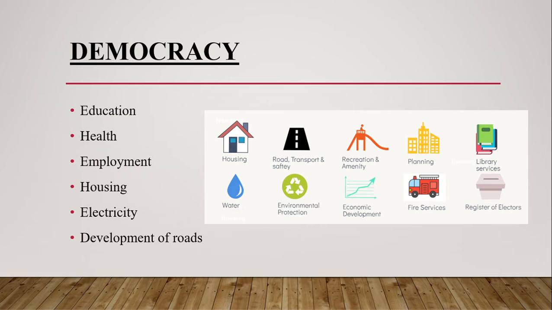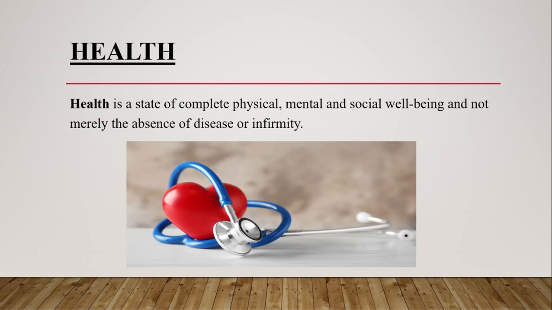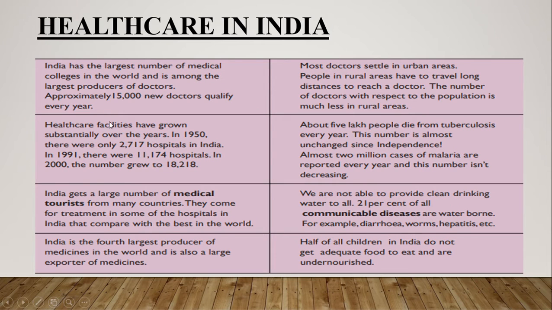What do you understand by health? Health is a state of complete physical, mental, and social well being, and not merely absence of disease or infirmity. India has the largest number of medical colleges in the world. That's why it produces the largest number of doctors. Maximum of them settle in cities. India is the fourth largest producer of medicine in the world. So it also exports them.